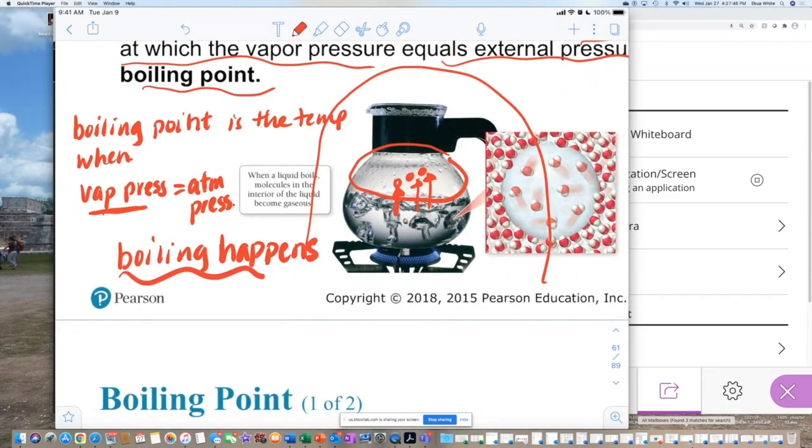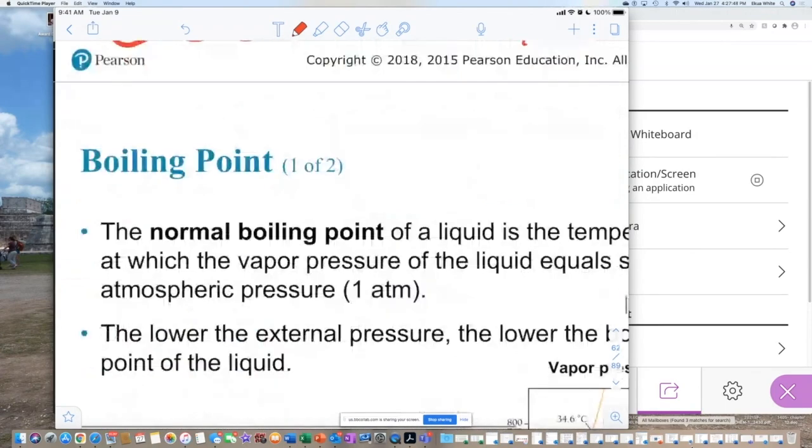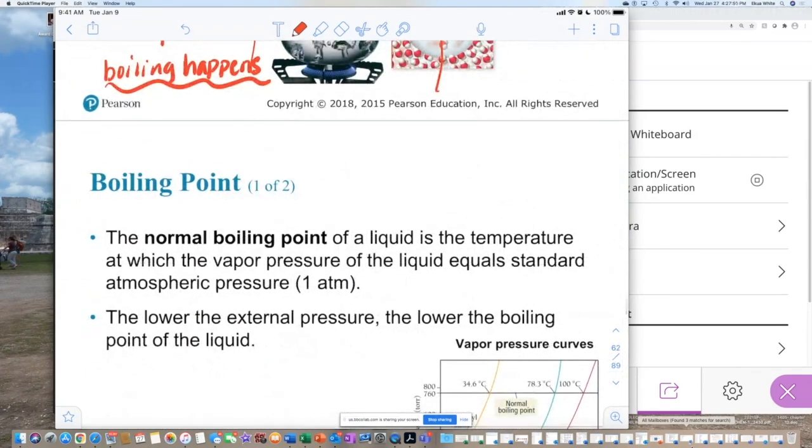Boiling happens at this point. Any questions about boiling? No. Okay, so remember how you asked me how do I know normal boiling? Normal boiling goes with 1 atmosphere pressure. The normal boiling point of a liquid is the temperature at which the vapor pressure of the liquid equals the standard atmospheric pressure, which is 1 atmosphere.